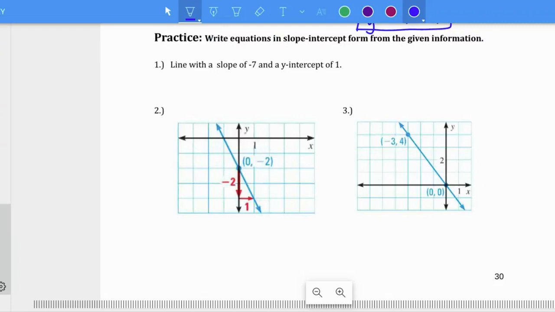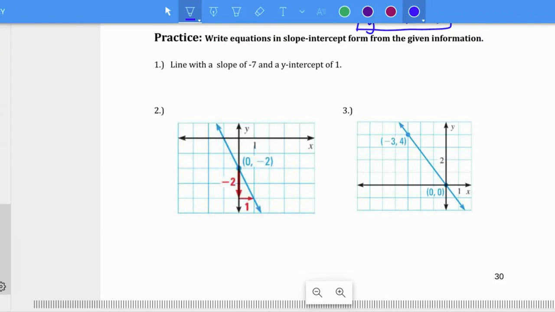All right, this is part 2 of Unit 4's Lesson 6 on writing equations in slope-intercept form. This is the practice section, so I'm going to start on page 30 and just work through some of these practice problems. I'm hoping you have tried them already, and we can just work through it together.